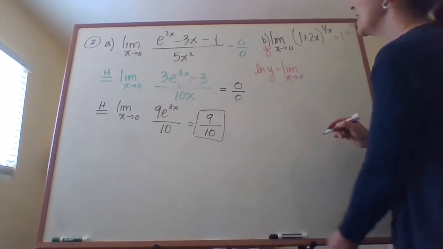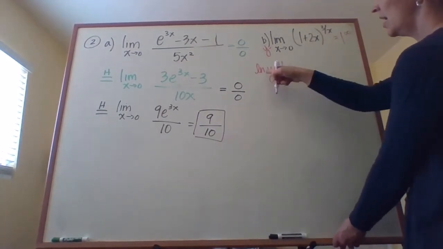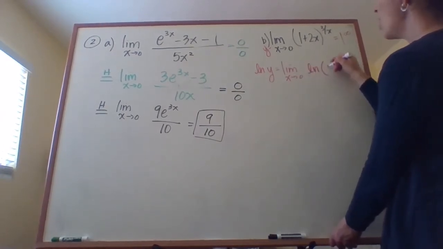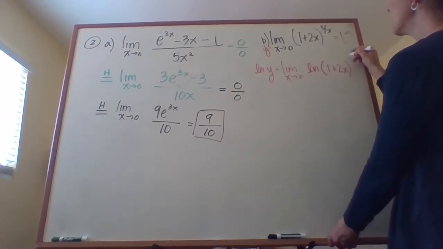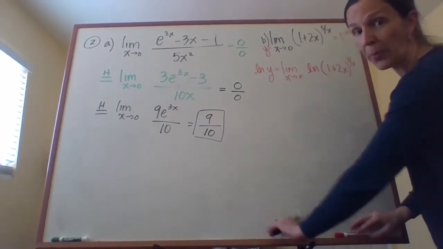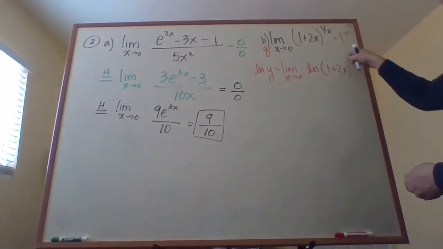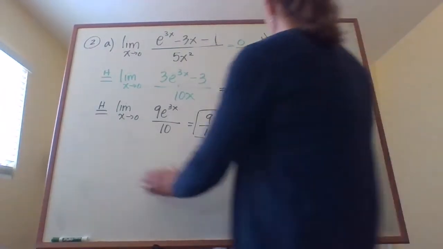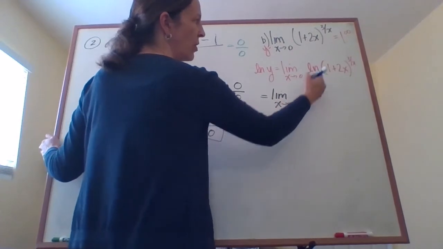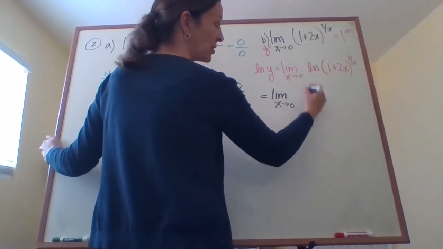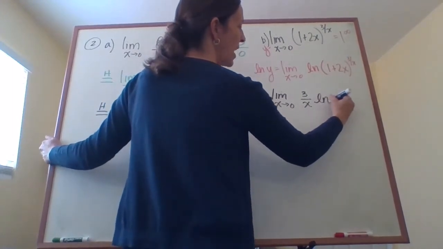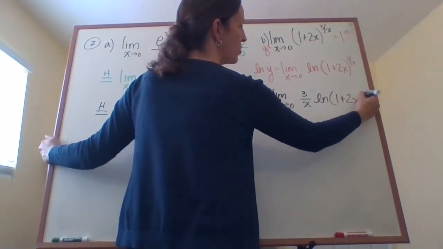So I'm going to take the natural log of the limit of y equals the limit as x approaches 0 of the natural log of (1 plus 2x) to the 3 over x. Now I can use my properties of natural logs, which say that powers can come out in front, and this becomes the limit as x approaches 0 of 3 over x times the natural log of 1 plus 2x. I'll write this in 2 steps.